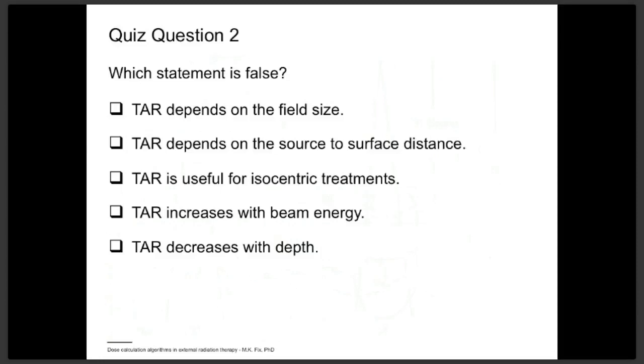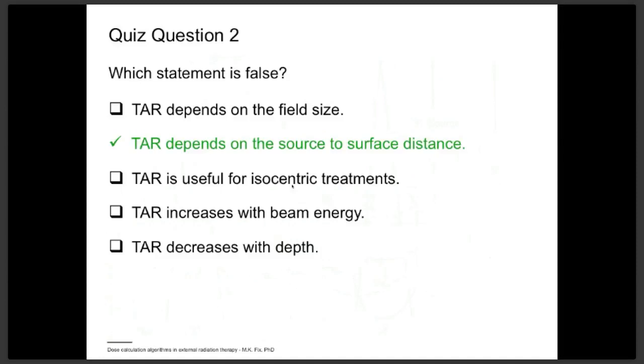It looks like most people are getting the answer, though. Michael, yes. Maybe you want to just go ahead and answer it. That was a rather easy one, I think. I just emphasized this so much. The right answer is that the tissue-air ratio depends on the source to surface distance. This is not right. The tissue-air ratio does not depend on it, and that's why it's so useful for isocentric treatments.